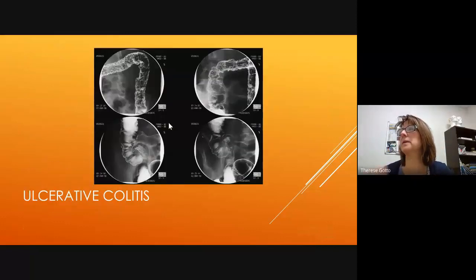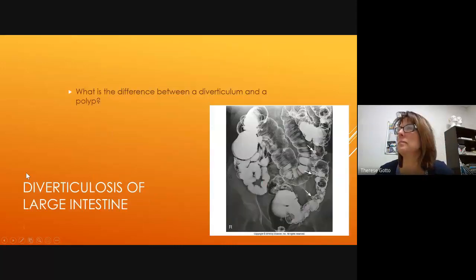Okay, ulcerative colitis, this is how it can present. Very gnarly looking. This colon should be nice and smooth, with nice haustra, and these ulcers have just wrecked the inside of the lumen of this colon. Very painful and can turn very cancerous. So you got to get that checked out.